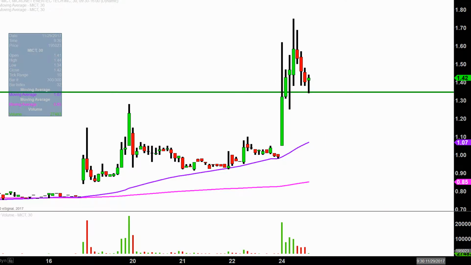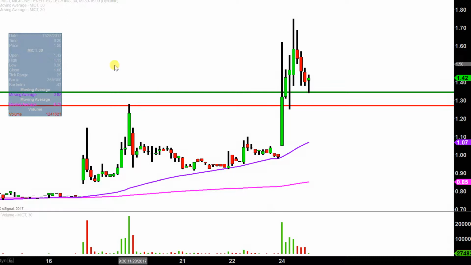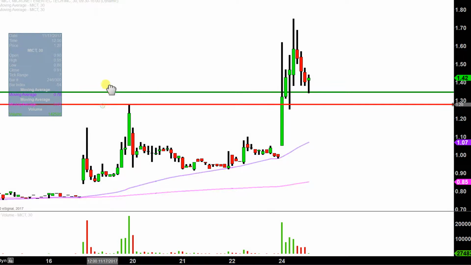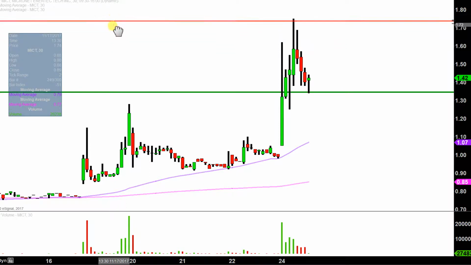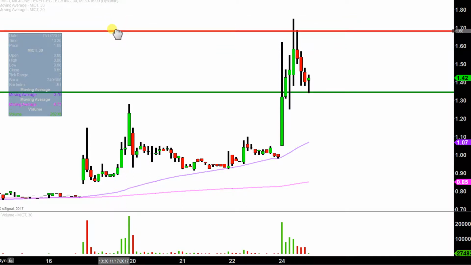What about areas of resistance? What I'm going to do for this is just split the difference. Yes, I realize the price went there once. Yeah, the price went all the way up there once. But I'm just going to use that high right there at $1.68, $1.70, right around that area. If you want to use one of these other ones, that's fine. I'm not going to argue against that.